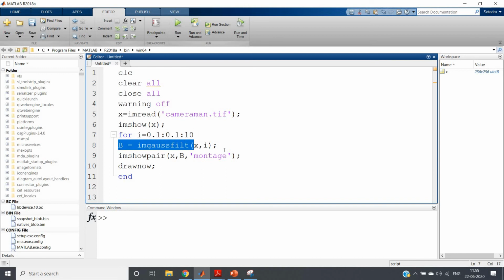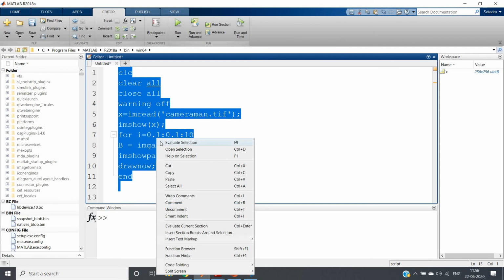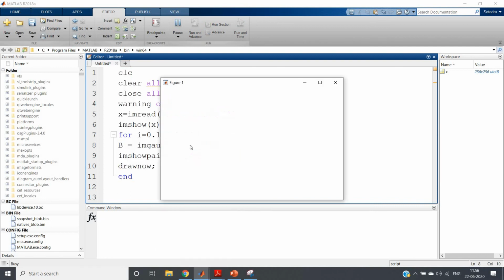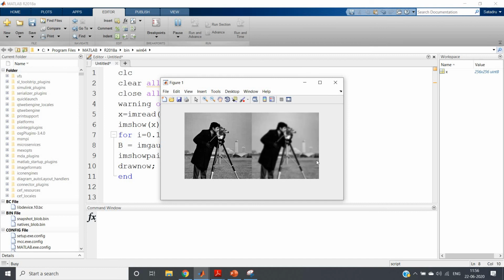Then imshowpair x b montage. I want to show my original image and blurred version each time simultaneously, and then drawnow for animation in the for loop. Let me run. Closely observe the right hand side image. You will understand that slowly it will become more blurred. Okay, let us check. So see, this is our original image and the right side image is becoming more blurred, right?